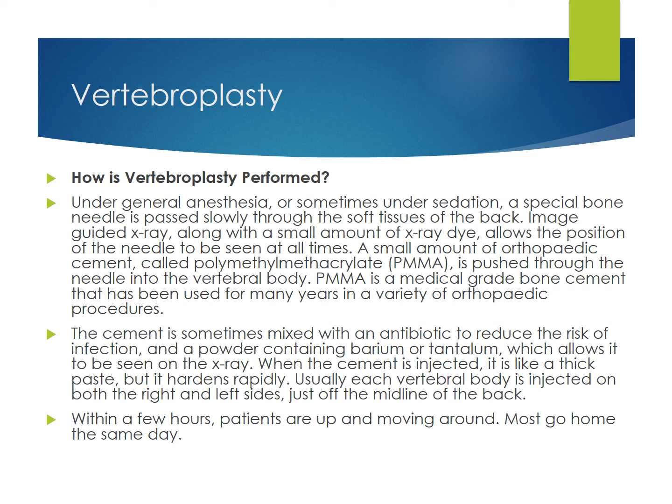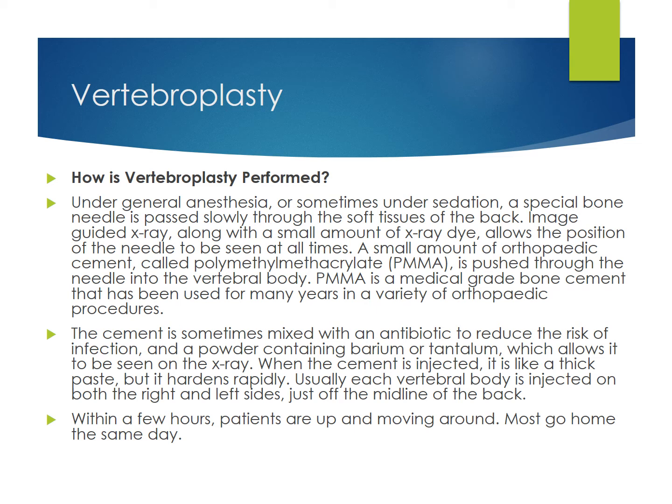Vertebroplasty. How is vertebroplasty performed? Under general anesthesia or sometimes under sedation, a special bone needle is passed slowly through the soft tissues of the back. Image-guided X-ray, along with a small amount of X-ray dye, allows the position of the needle to be seen at all times. A small amount of orthopedic cement is used and pushed through the needle into the vertebral body.